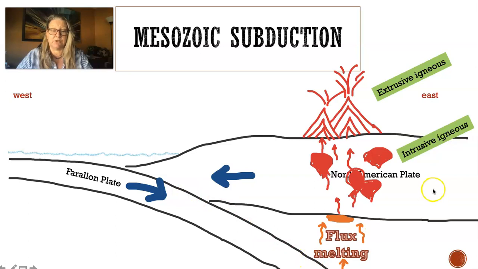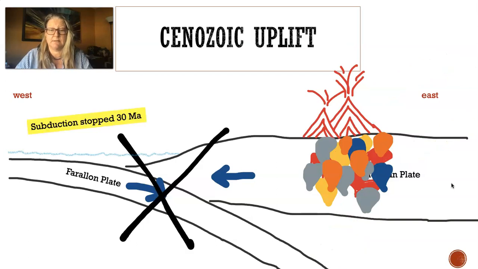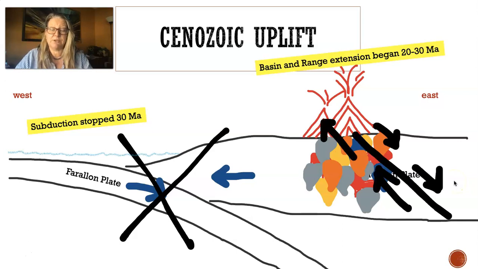Because subduction lasted for such a long period of time, there was a huge amount of magmatism occurring, and this region of plutons became very large. In fact, we had plutons intruding more plutons, and I've shown them in different colors to represent different ages. And so we had this huge region of intrusive igneous rocks. So what happened next? Well, in the Cenozoic, eventually, at 30 million years ago, subduction stopped. At the same time, basin and range extension began about 20 to 30 million years ago.